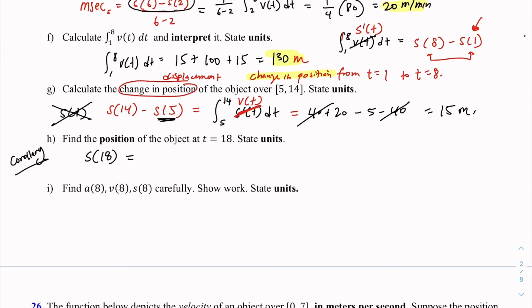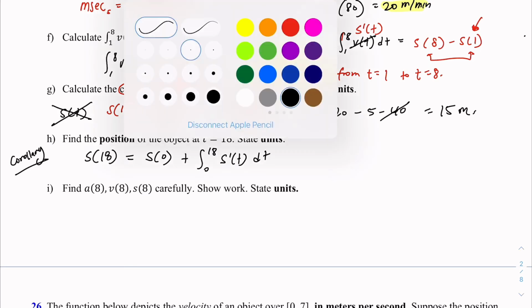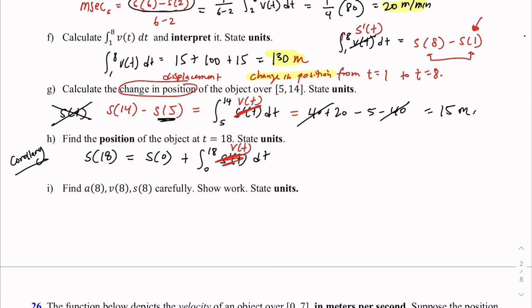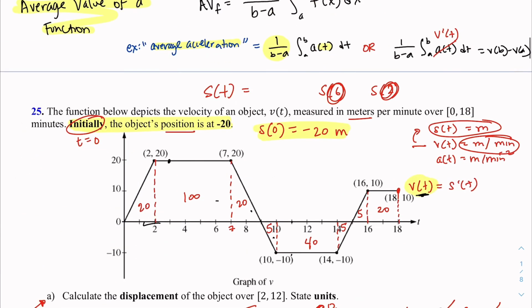So S of 18 equals S of 0 plus the change from 0 to 18. So you can always see the integral of the rate, and then we can make that change. Great, well, this S of 0 is given in the beginning to be negative 20. Now we just have to add on to that this piece, the area under the curve of V, the graph above, from 0 to 18. Oh my gosh, that's the entire thing.